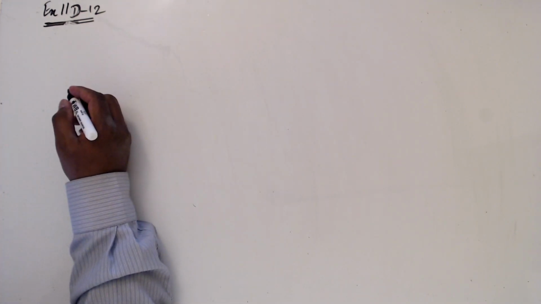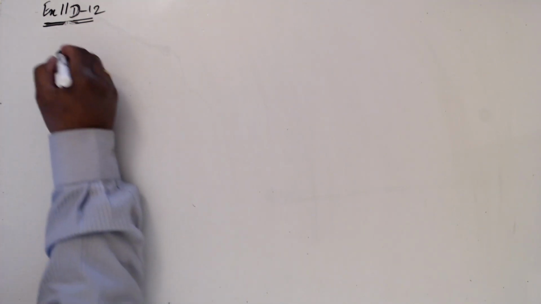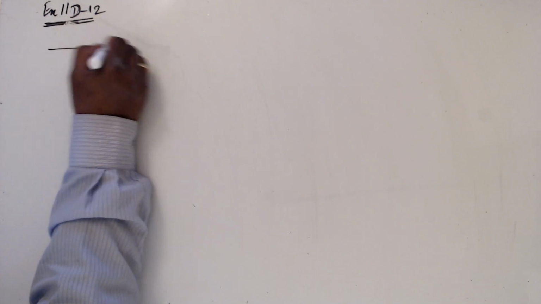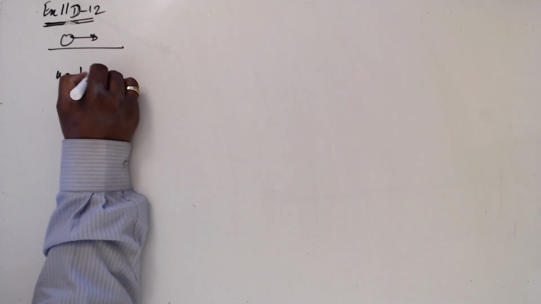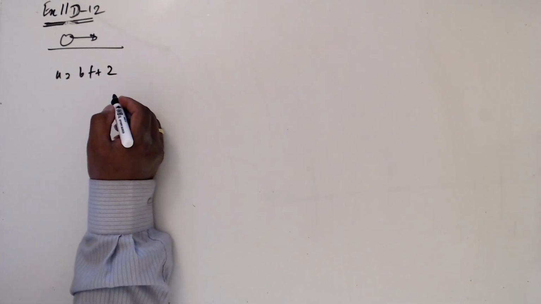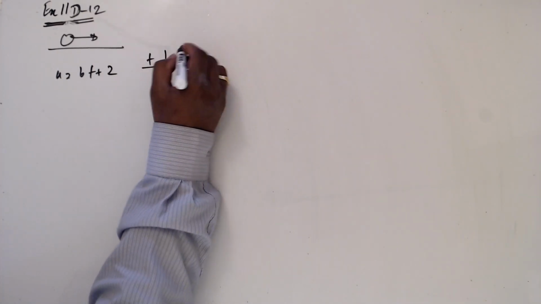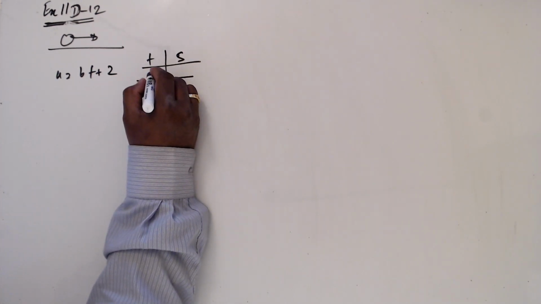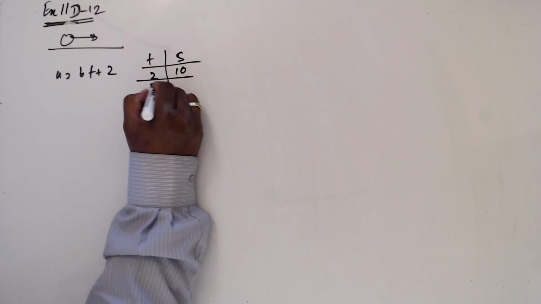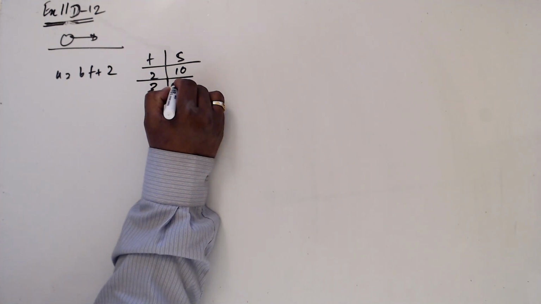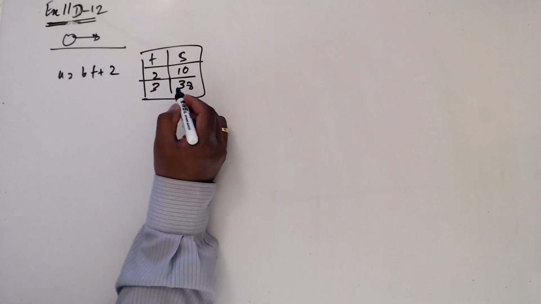Question number 12. A particle travels in a straight line such that its acceleration at time t seconds is given by a equals 6t plus 2. So as usual, the particle moves in a straight line, and a is given. Now there are two data given, one is time and the displacement s. So when t equals 2, s equals 10, and t equals 3, s equals 38. Now 2, 10, 3, 38.